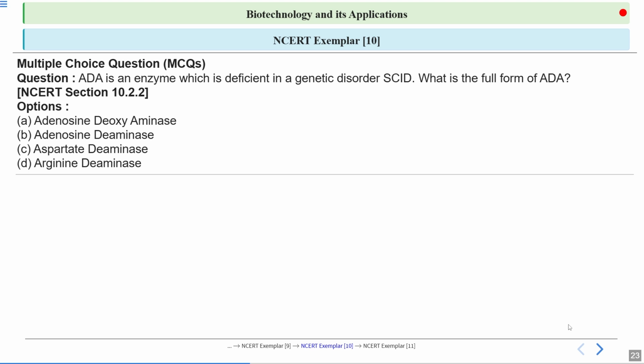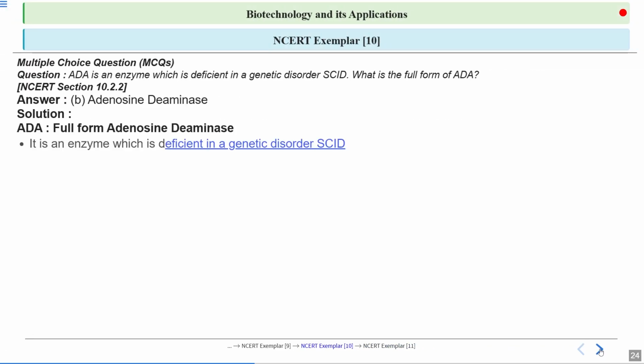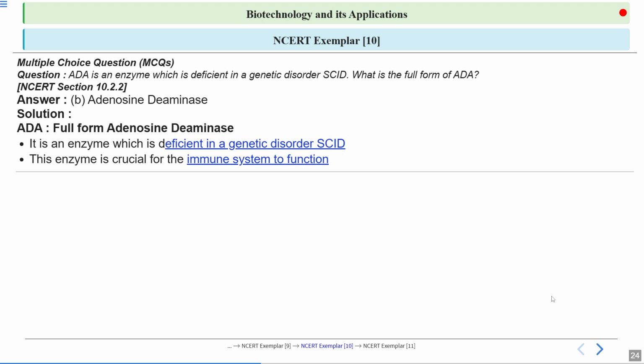So the answer is B, adenosine deaminase. It is an enzyme which is deficient in the genetic disorder SCID. And this enzyme is crucial for immune system function. We have studied this in a previous question also: if a person has a deficiency of this ADA enzyme in the body, it leads to a disorder called SCID, severe combined immunodeficiency. This enzyme is very crucial and responsible for the immune system to function.